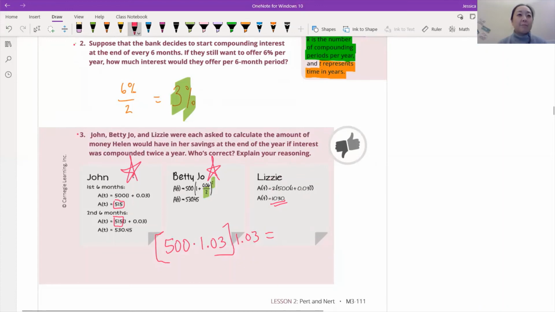So as you can see, John and Betty Jo, we said that they were fine. They were good. If you take a look at Lizzie's, she wasn't completely off. She started with the 500, which is what she should have. And this is a 1 plus 0.03, because it was only 3% for that period. So that's going to be our 1.03 right here. That seems good. But then what did she do?